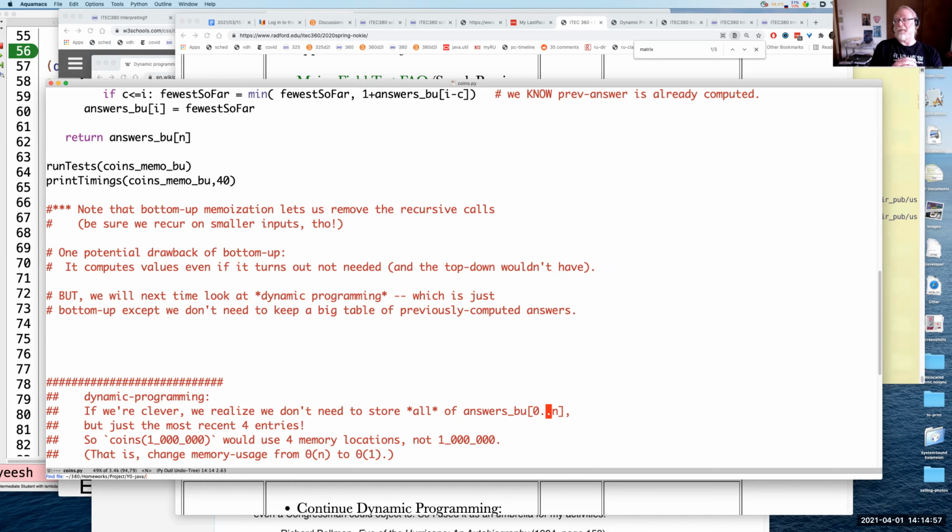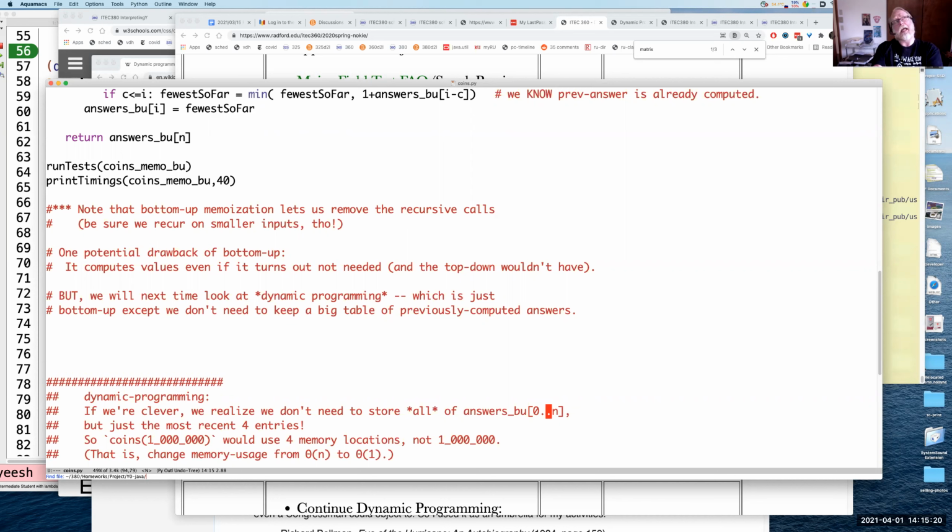Running time stayed the same. I'm still computing coins of 0, then coins of 1, then coins of 2, coins of 3, all the way up to coins of 57, all the way up to coins of 1 million. Running time is the same. It's simply that dynamic programming is a hack to let me keep that table of memoized results small. And this is not an automatic mechanical thing to do. You need to be clever.